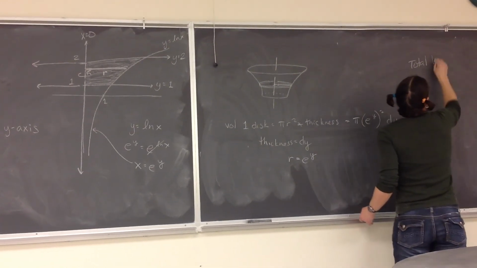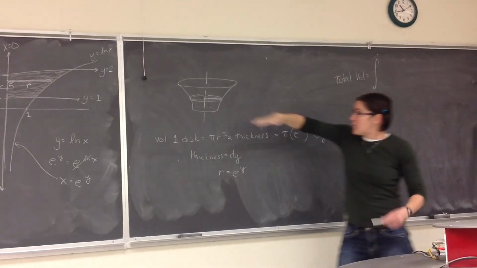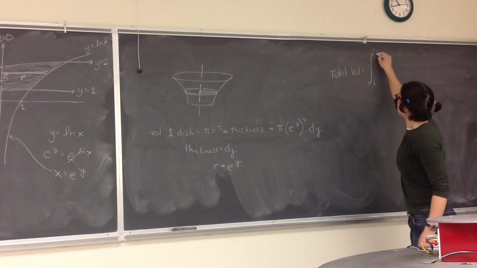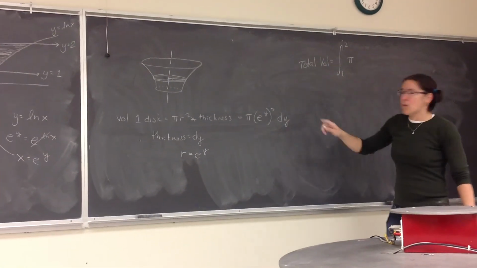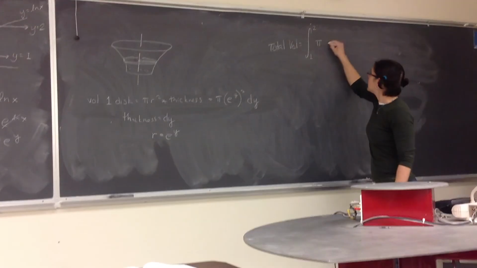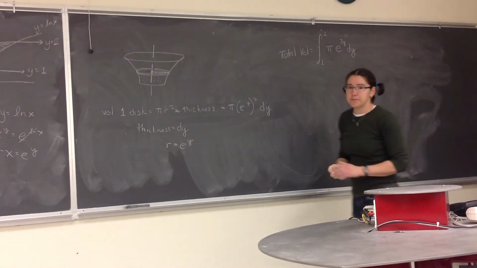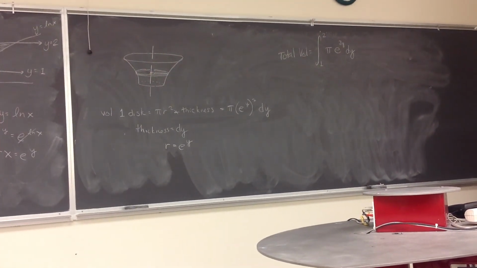And so our total volume, we're going to add up all those slices. The bottom slice starts at y equals 1, and our top is at y equals 2. And so we have pi e to the y squared. I'm going to simplify that to e to the 2y, and then dy at the end. Nice. All right, so now we've set up our integral.